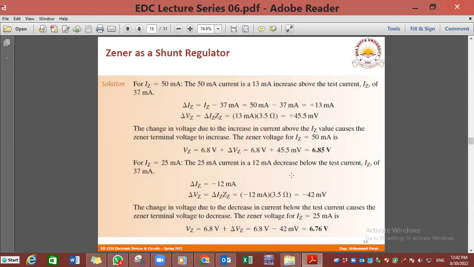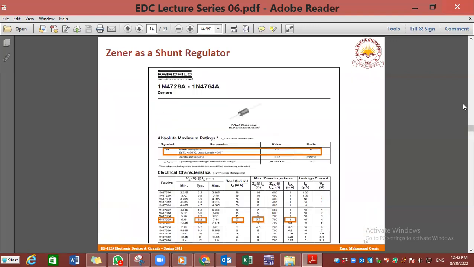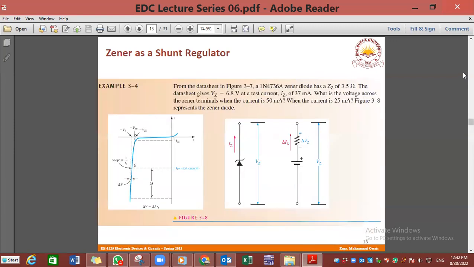Let me cover it in a bit more detail. There is no harm in discussing the extra things. The typical current IZ is 37 milliamperes, and ZZ is 3.5 ohms. The test current is 37 milliamperes, and the Zener is being made to operate at 50 milliamperes and 25 milliamperes.